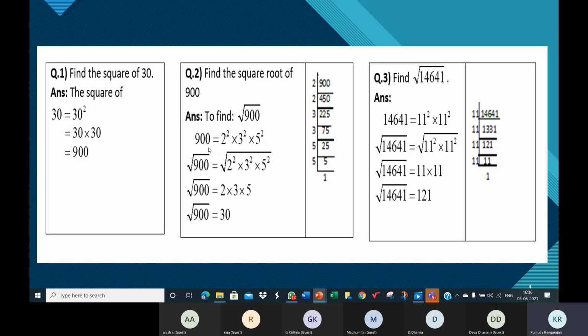Now, 900 can be written as 2 into 2 into 3 into 3 into 5 into 5, correct? But we know that 2 into 2 can be written as 2 squared, 3 into 3 as 3 squared, and 5 into 5 as 5 squared. So the first step is, after finding the prime factors, 900 is equal to 2 squared into 3 squared into 5 squared. Is this understood?